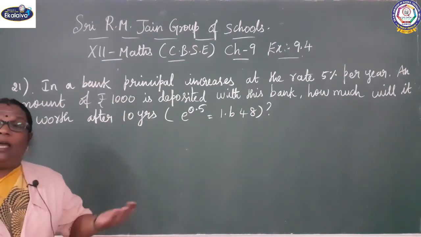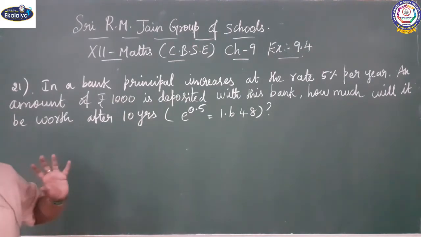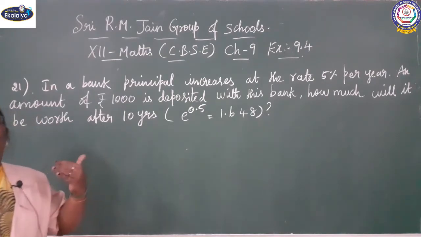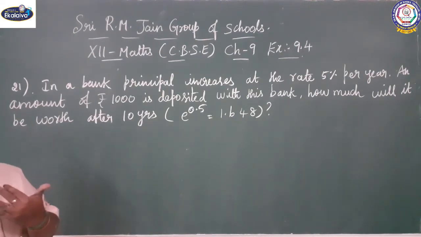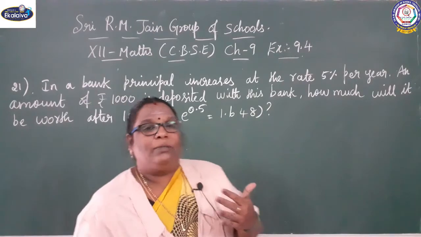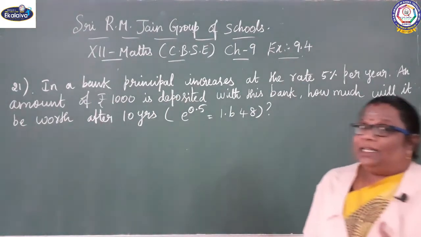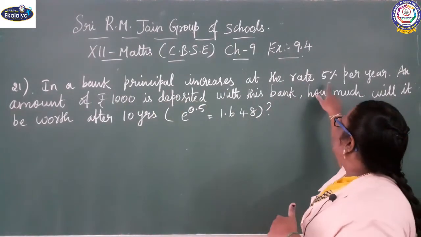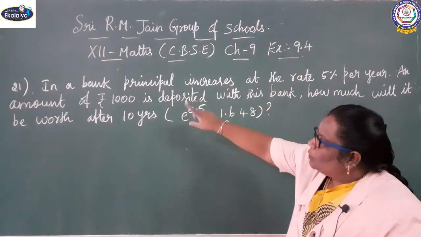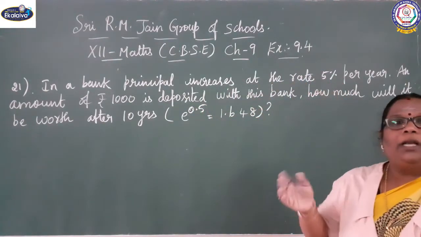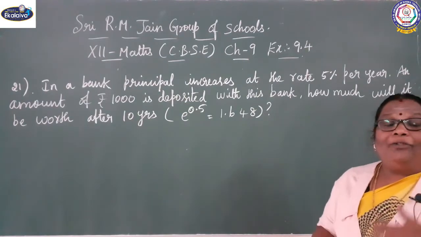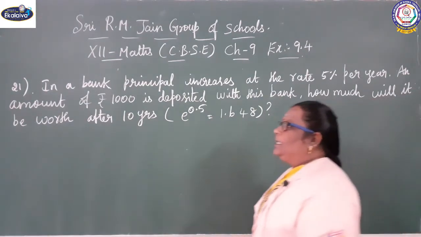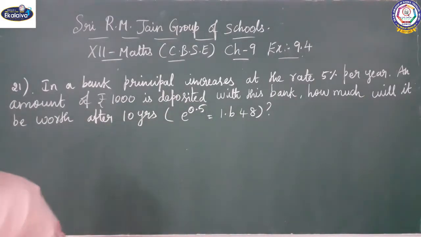Previously we have seen the rate of interest. If you have deposited 100 rupees, what is the expected amount after 10 years? What is the principal amount? What is the rate of interest? But in this sum, the principal is given, 1000 rupees, and the rate of interest is also given, 5%. So what is the expected amount after 10 years you will be getting? The same procedure we will follow here.